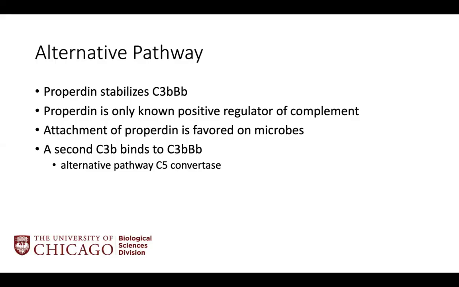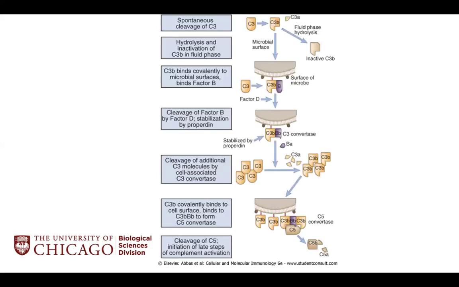And then a second C3b will bind to that already C3bBb, or that C3 convertase. And that addition, after you get stabilization by properdin, you get a second C3b. Remember, that was just spontaneously cleaved. The addition of that second becomes that alternative pathway C5 convertase. Okay. So here is a picture of all this happening.